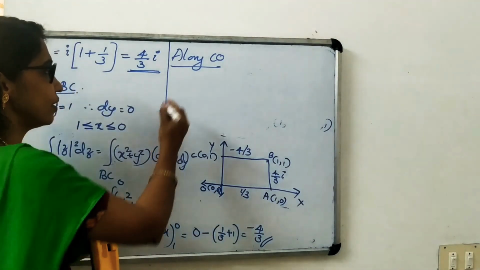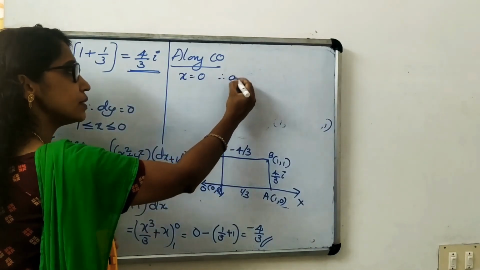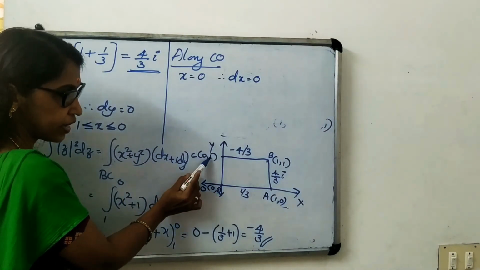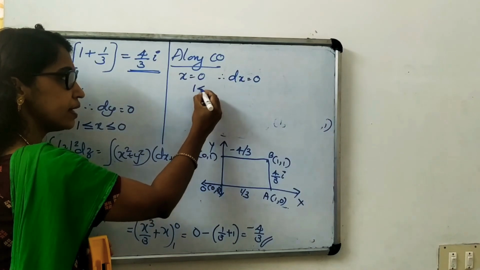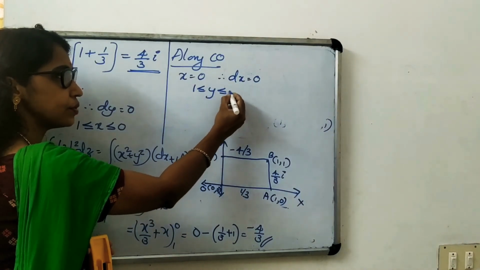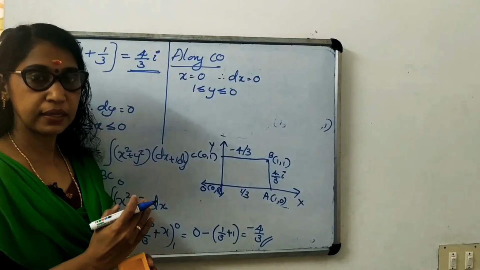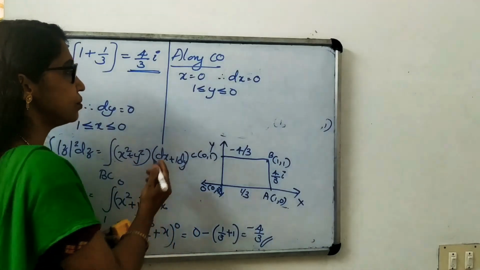So the equation of CO is x equal to 0, and when x equal to 0, dx is also equal to 0. And what is y? y varies from 1 to 0. So here also 1 less than or equal to y less than or equal to 0. Do not rewrite the limits, do not write 0 to 1. We have to write 1 less than or equal to y less than or equal to 0.